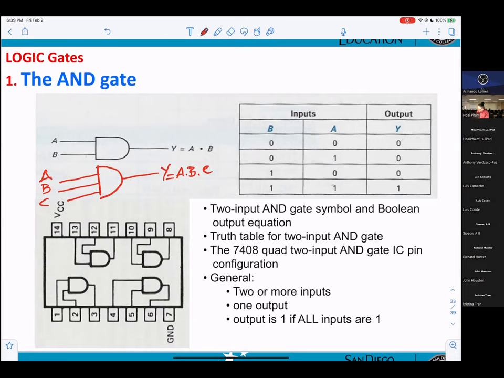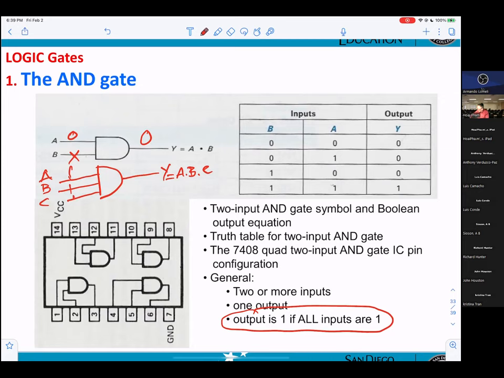Output is 1 if all inputs are 1. One input 0, output must be 0. For example, Y equals A B, if you get a 0 here, then the output must be 0. You don't care about that one. Okay? If you get an input 1 here, 1 here, 1 here, then the output can be a 1.